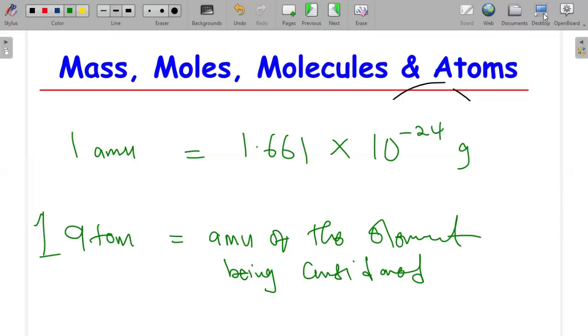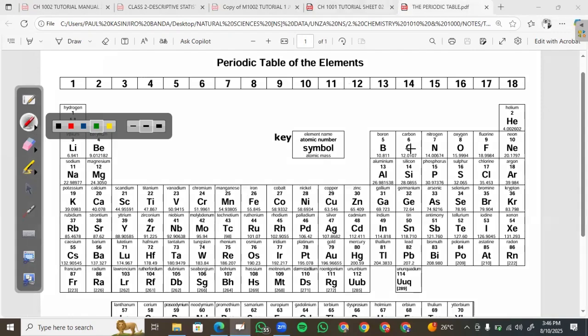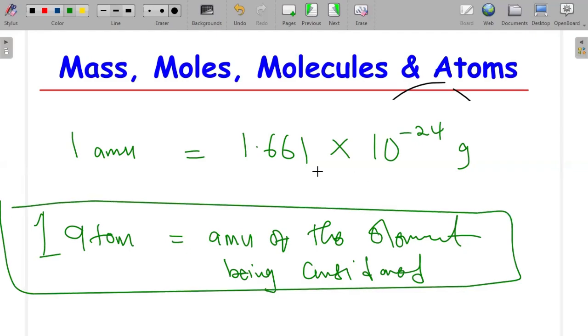For example, if I go back to the periodic table, when you look at carbon, 1 atom of carbon has 12 atomic mass units. That's what that statement means. Or if I get 1 atom of oxygen, then it will have an equivalent atomic mass of 15.999, which I'll just write as 16 atomic mass units. That's what the last statement means. We're going to be using those ratios, those formulas, as we solve the following questions. So let's look at the questions.